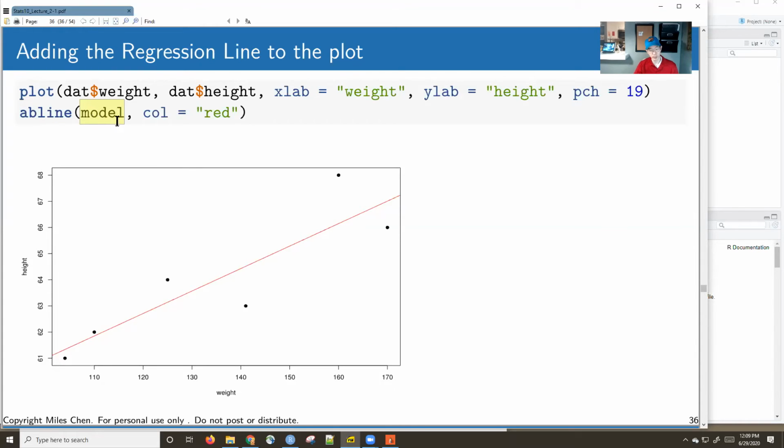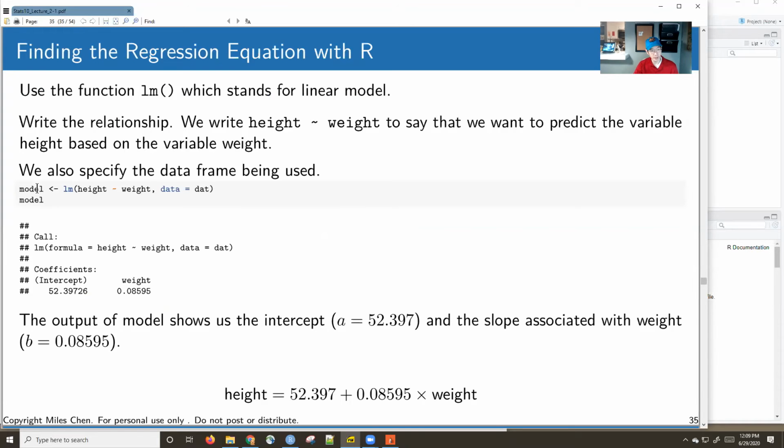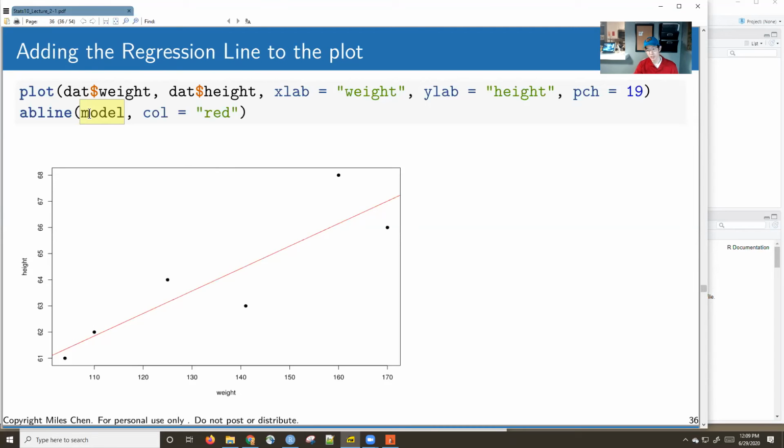AB as in intercept and slope, and we're going to plug in the name of the model that we created, right? So you have to create this object, the result of an LM. We stored this as model, and so we're going to say plot the line associated with the model, and I gave it the option color equals red, and you could choose whatever color you wanted. And here's the plot of the line, okay? And this works for any kind of regression line.